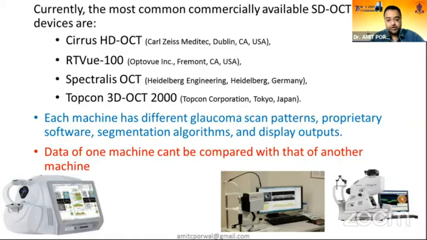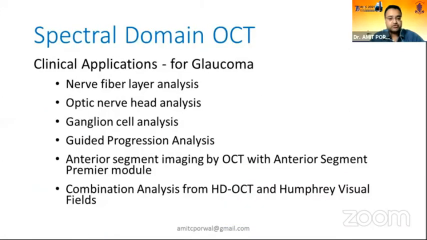So this is very, very important. One has to understand this. The data of one machine can't be compared with that of another machine. So this is very, very important when you're reading an OCT report. If the patient gets an OCT report from a Cirrus machine and you have an RTVue report, you can't compare these two reports.